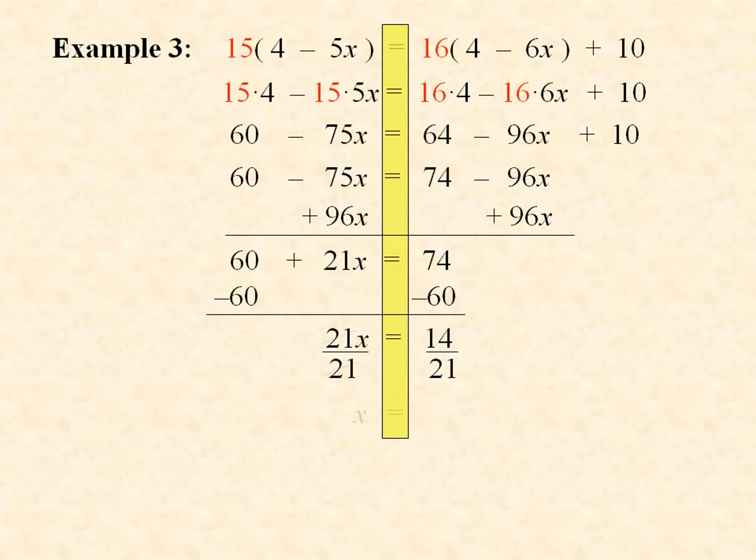Now let's see, 14 over 21 can be reduced. What goes into those? 7. 7 goes into 14 2 times, and 7 goes into 21 3 times, so we're left with 2/3. One last example.